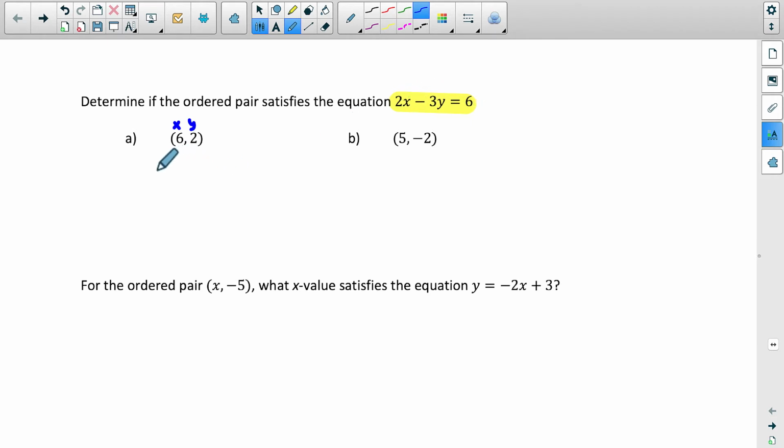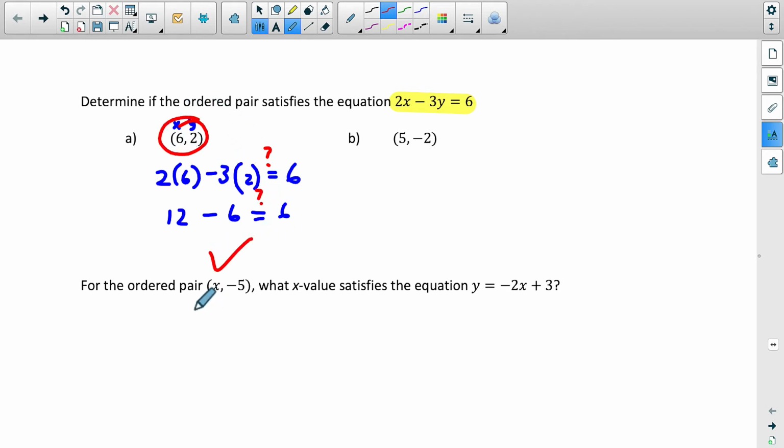So let's try. We're going to write down 2, and then I'm going to substitute in x. Remember my hint. Whenever you substitute, put in brackets. Minus 3, substitute in the 2, so put it in brackets, and then equals 6. Well, actually, we don't know if it equals 6, so I'm going to put this question mark on top. Does it equal 6? We're going to find out. So what does 2, 6 mean with nothing in between? It means multiply. 2 times 6 is 12. Minus, same thing here, 3 times 2 is 6. Does that equal 6? It absolutely does. Yes, this ordered pair, it works. It satisfies the equation.